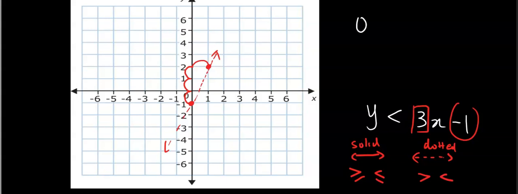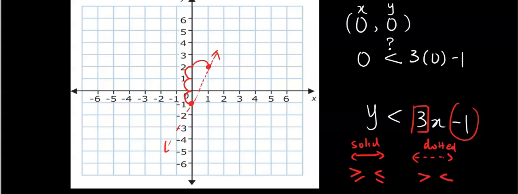Yes, we're going to use a method called testing point. 0, 0. X is 0, y is 0. We're going to plug it in. We're going to say y, is it true? 0 less than 3 times 0 minus 1. Let's continue. 0 less than negative 1.